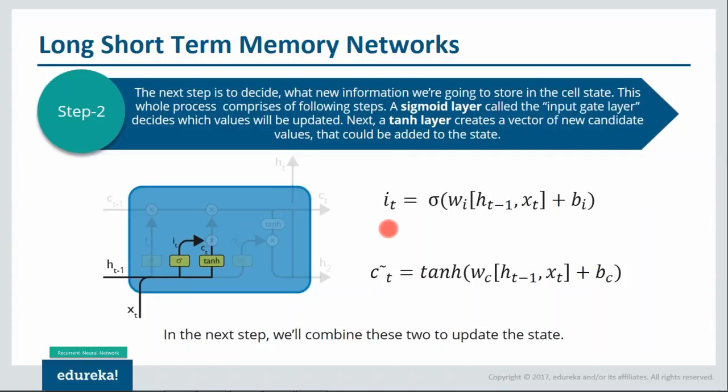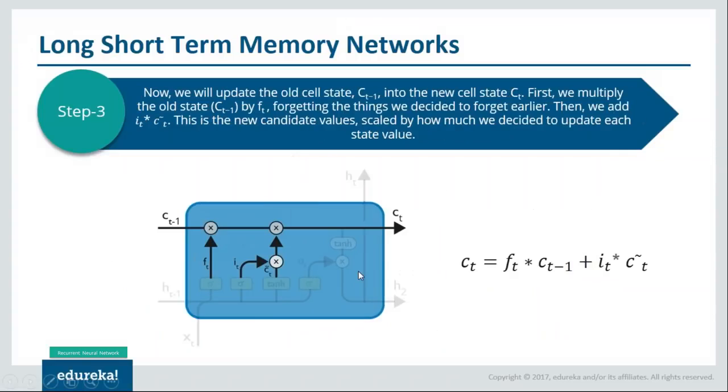Now let me explain the equations. So it will be what? The weight matrix multiplied by ht-1 comma xt, plus the bias, passed through a sigmoid function, and we get it. C bar t we get by passing a weight matrix times ht-1, xt plus bias through a tanh squashing function. Alright, as I've told you earlier as well, in the next step we'll combine these two to update the state. Let us see how we do that.